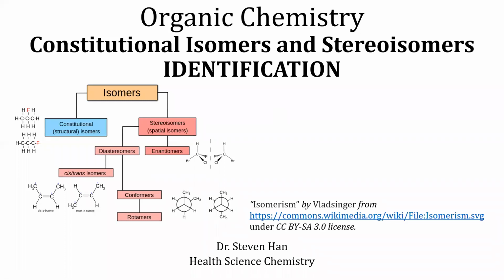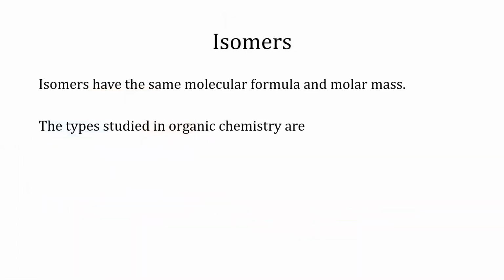This lecture is on identifying constitutional isomers and stereoisomers. Isomers have the same molecular formula and molar mass. The types studied in organic chemistry are 1. Constitutional isomers, 2. Stereoisomers.